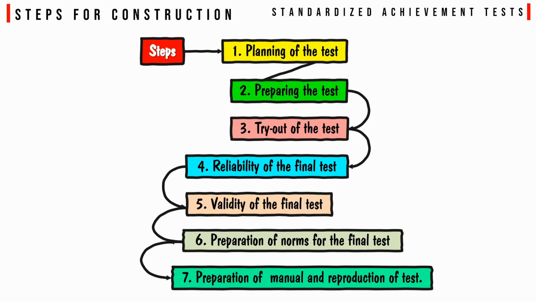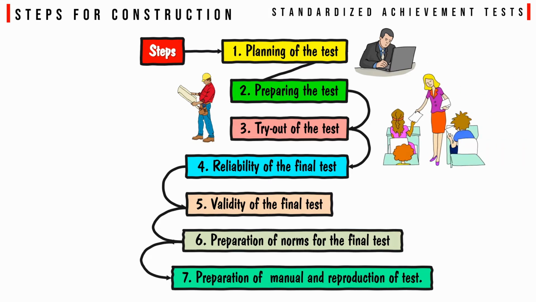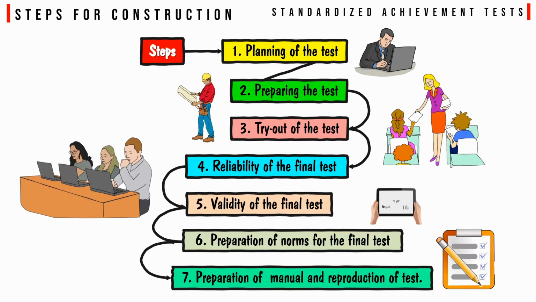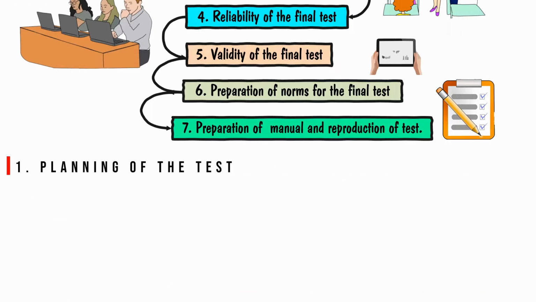Steps for construction of a standardized achievement test. The first step is planning of the test. The second step is preparing the test. The third step is tryout of the test. Then reliability and validity of the final test. Then preparation of the norms of the final test. And the last step is preparation of the manual and reproduction of the test.